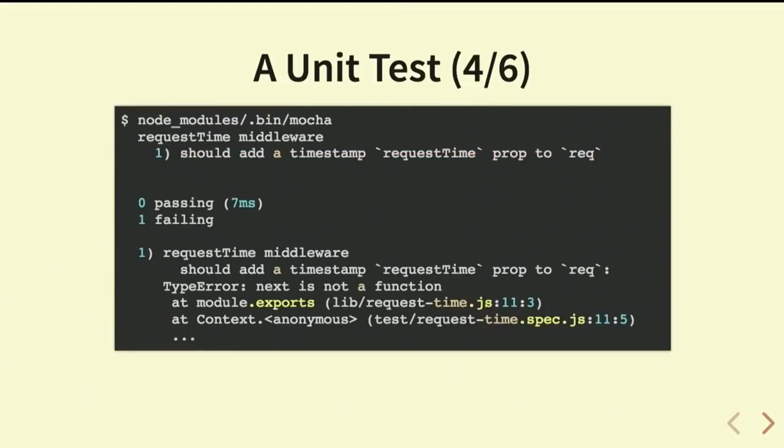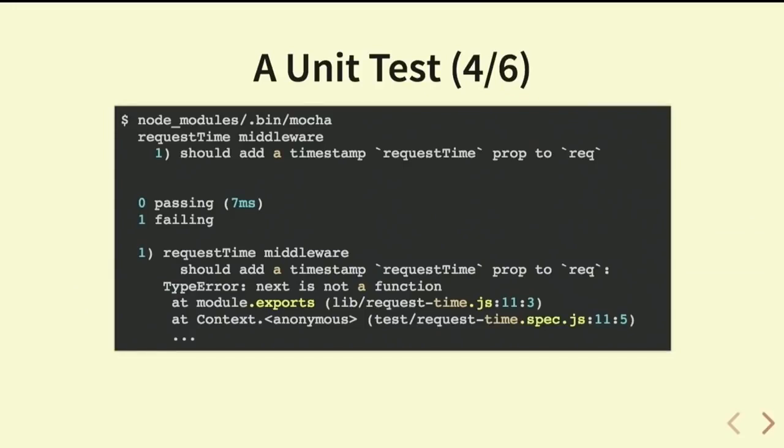Now we're going to run this. How do we run it? It ends up in node modules, and so we just call Mocha. It looks in a test folder. It runs all the files in that test folder, and it fails. Why?